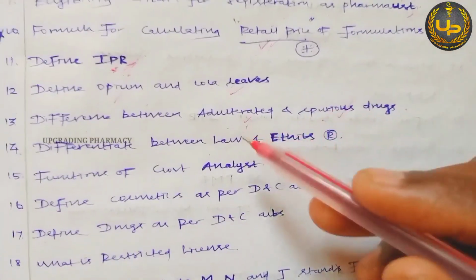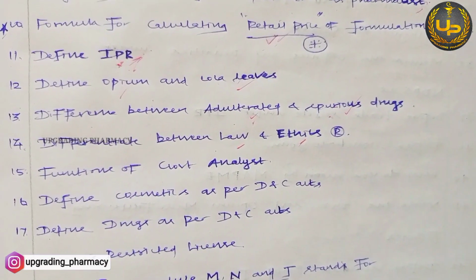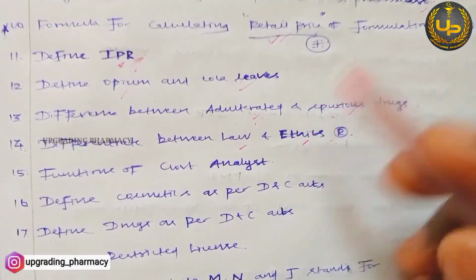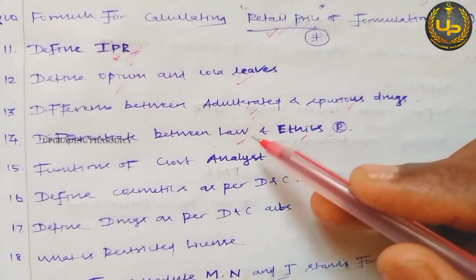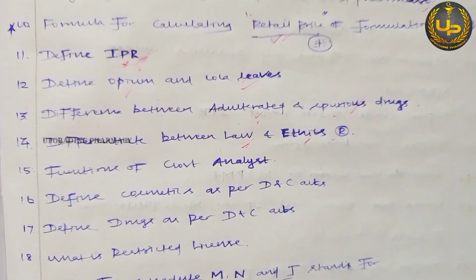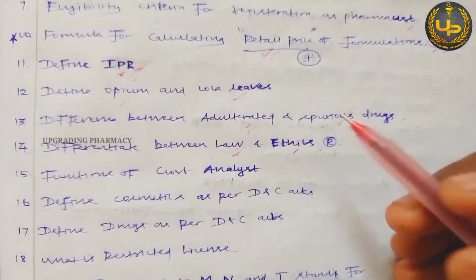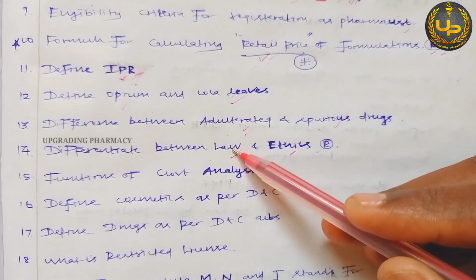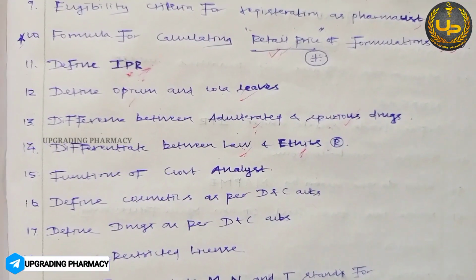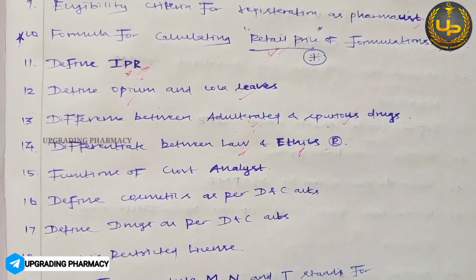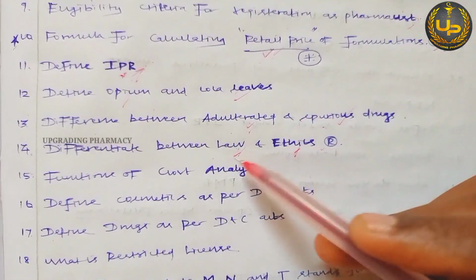Next, 14th question, differentiate between law and ethics. This is very important, a repeated question. So what are law and ethics, and what is the difference between the two? Law means rules. If any wrong happens to us, we can get our rights by means of law. But in ethics we do not get that. In ethics there is no law and no compulsion, but we can walk by these ethics. So these are law and ethics.